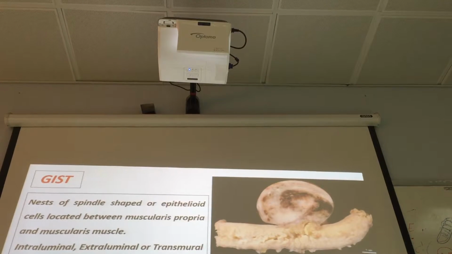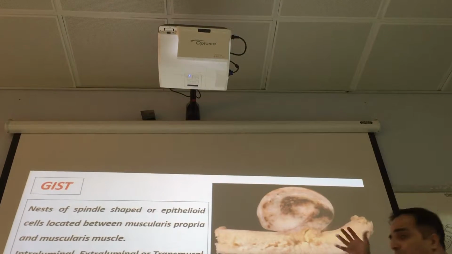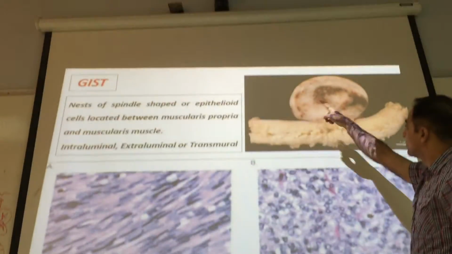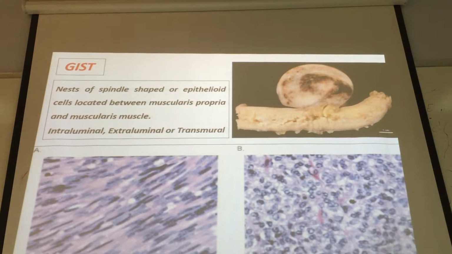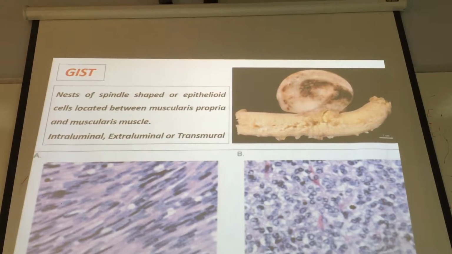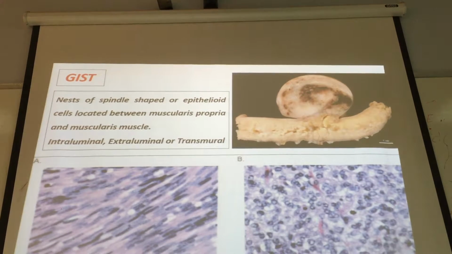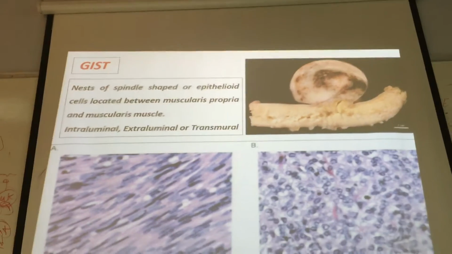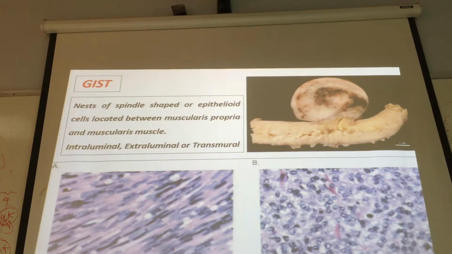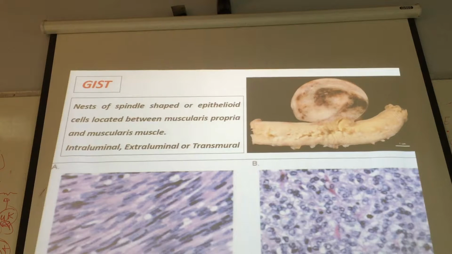What you will find? This is the appearance. A polypoidal mass which is growing into the lumen. This one here. And what you will find are nests of spindle-shaped or epithelioid cells located between the muscularis propria and muscularis mucosae. It can be intraluminal, it can be extraluminal, and it can be transmural. It can be anywhere, projecting into the lumen, or it can be within the muscle. So anywhere you can find it.